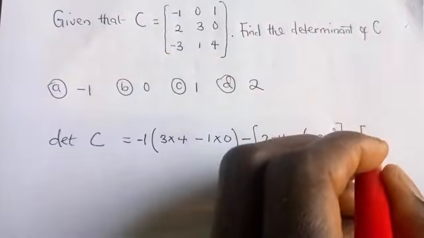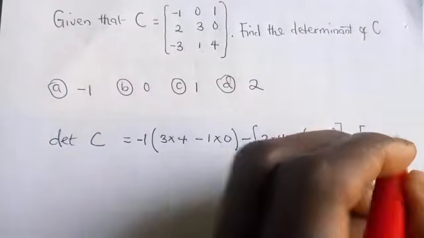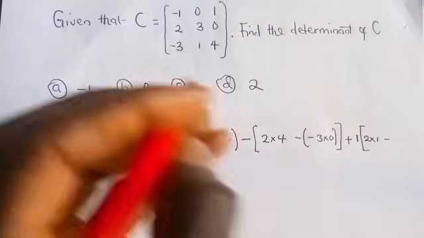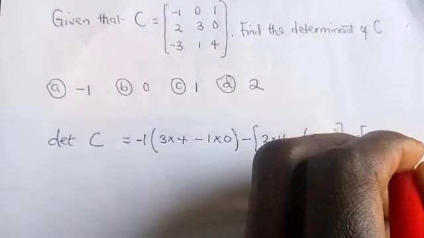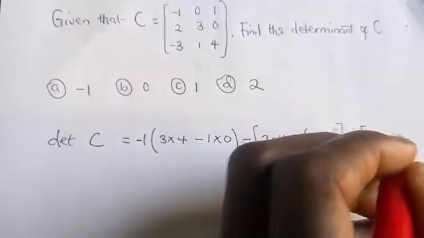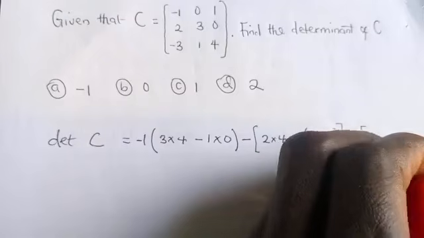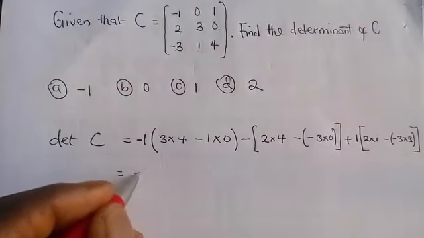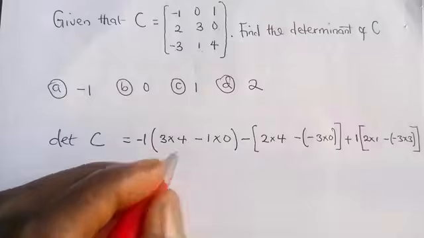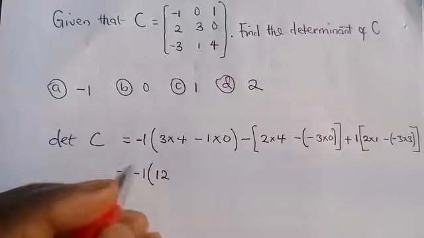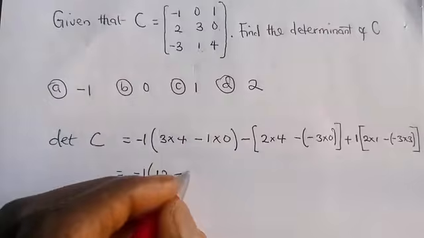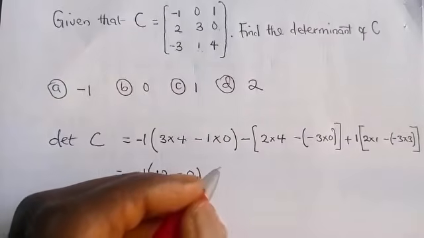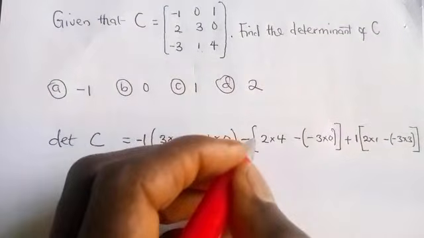2 times 1, minus the second diagonal, that is minus 3 times -3 times 3, minus 3 times 3. This is equal to -1 into 3 times 4, we have 12, minus 1 times 0, we have 0. Minus, this is supposed to be minus 0.